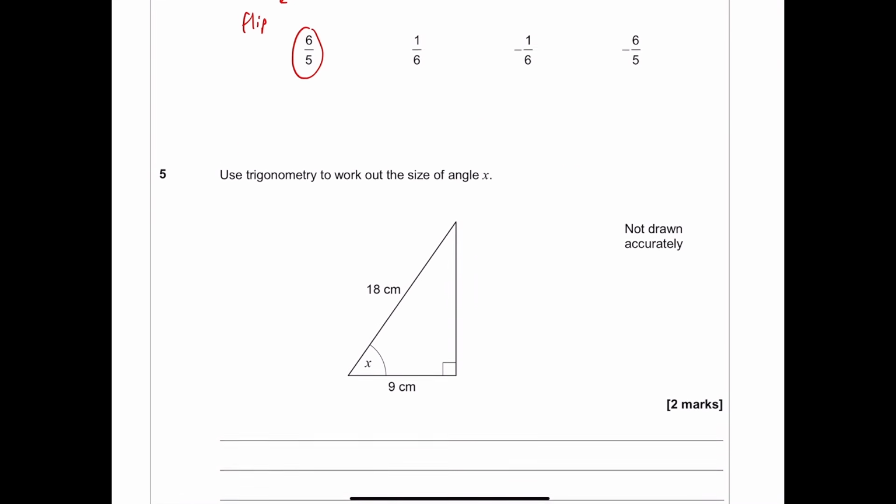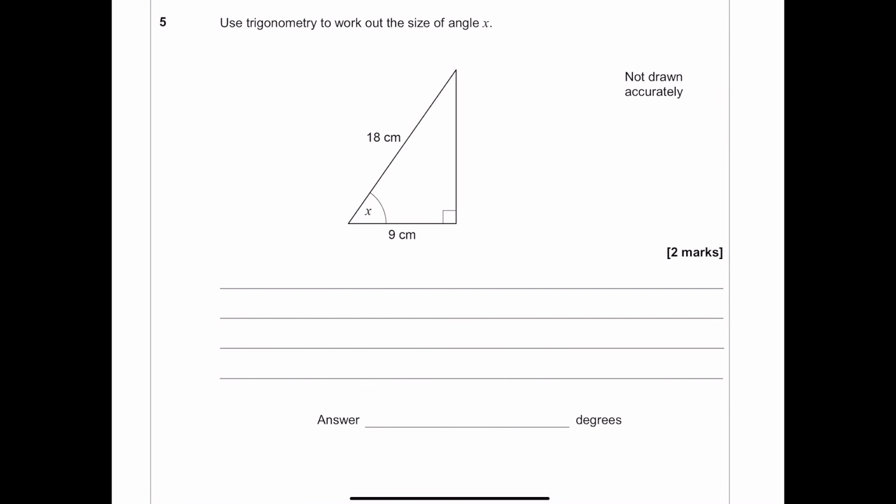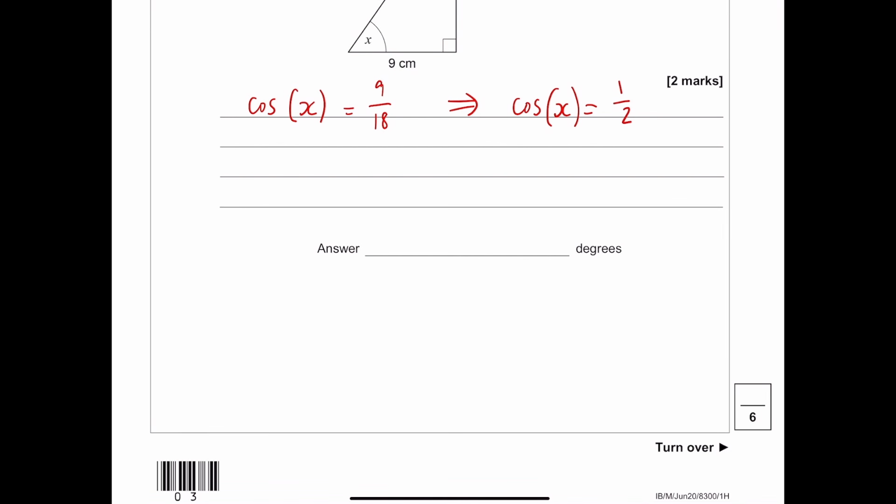Reciprocal means to flip. Use trigonometry to work out the size of angle x. So straight away I can notice we have an A and an H. So we're going to be using cos, and we want to find out x. So cos of x is going to be 9 over 18. And we have to use our exact trig values here, because if we simplify that fraction, cos x is equal to a half. The way I like to do these is I set up this triangle here, 90 here, 30 there, 60 there. If this is 1, this one's 2, this becomes root 3 by Pythagoras.